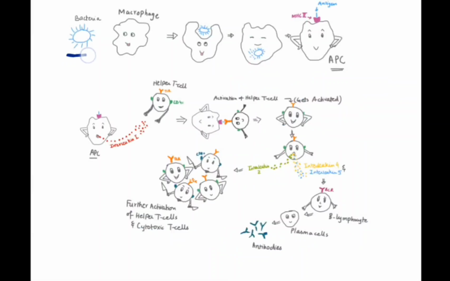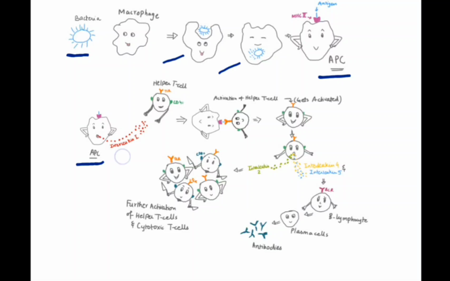As you can see, this is a bacteria and the macrophage will engulf it, phagocytose it and present it on the MHC2. The antigen is presented in the form of peptide on MHC2. So this macrophage will become an antigen presenting cell. This antigen presenting cell will release interleukins. Interleukins are cytokines, those proteins that help communicate the immune cells for their activation.